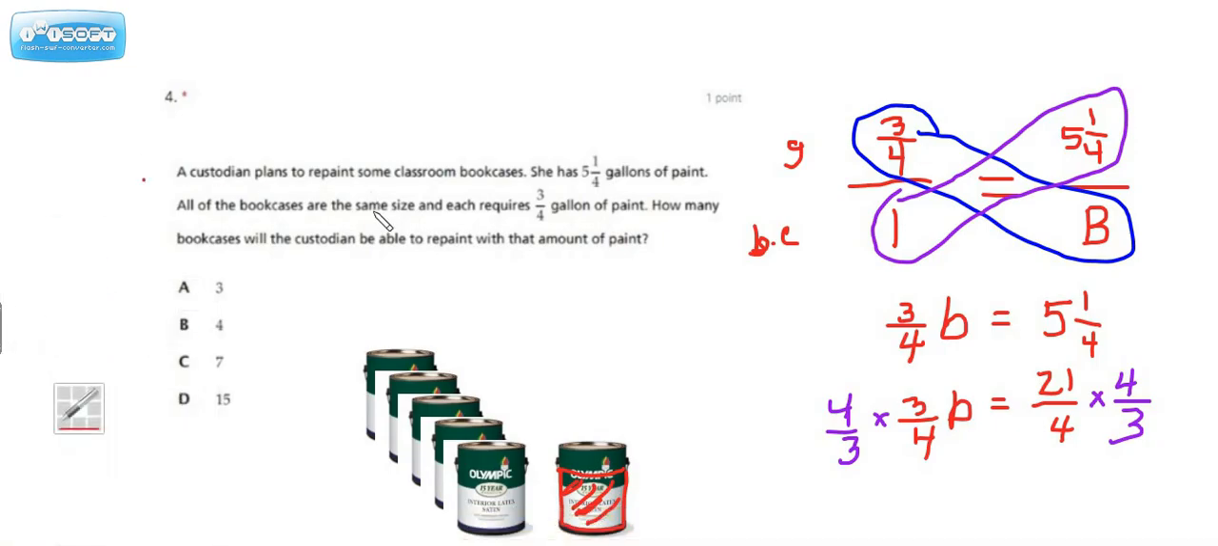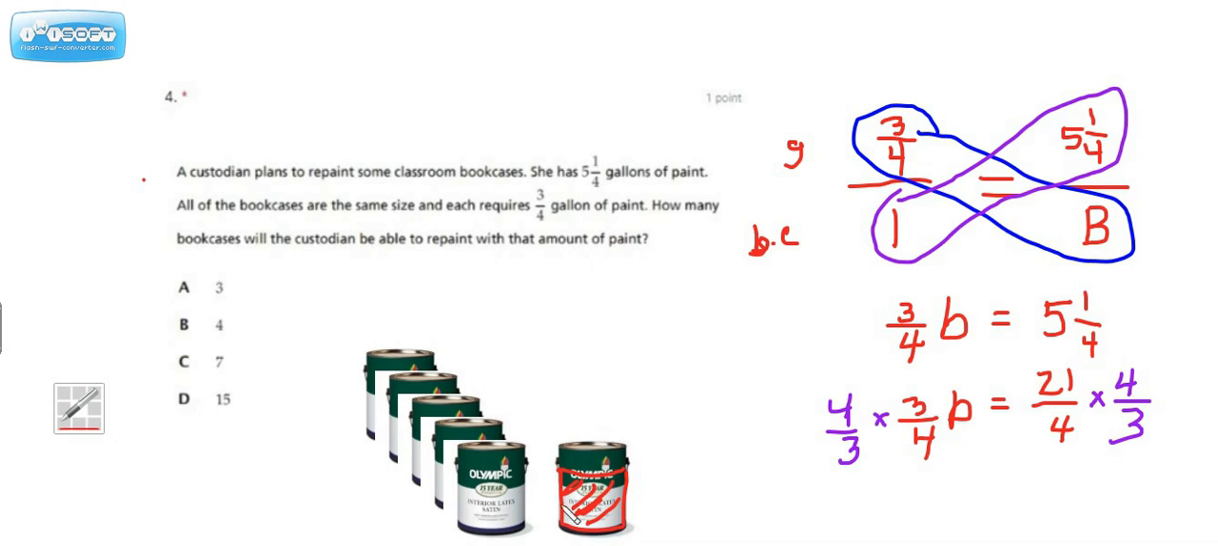A custodian plans to repaint some classroom bookcases. She has 5 1/4 gallons of paint. All of the bookcases are the same size and each require 3/4 of a gallon of paint. How many bookcases will the custodian be able to repaint with that amount of paint?